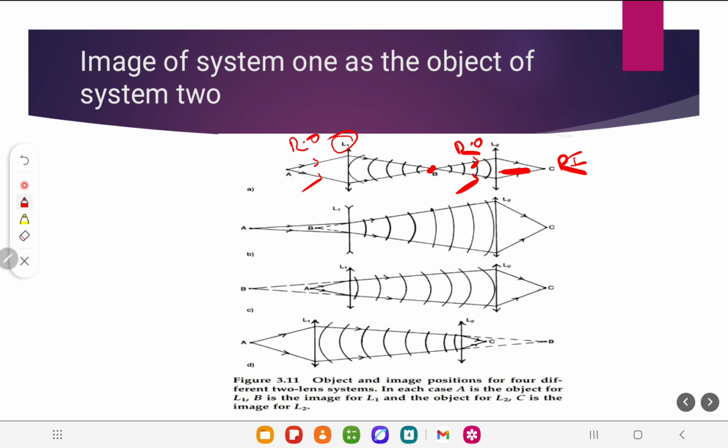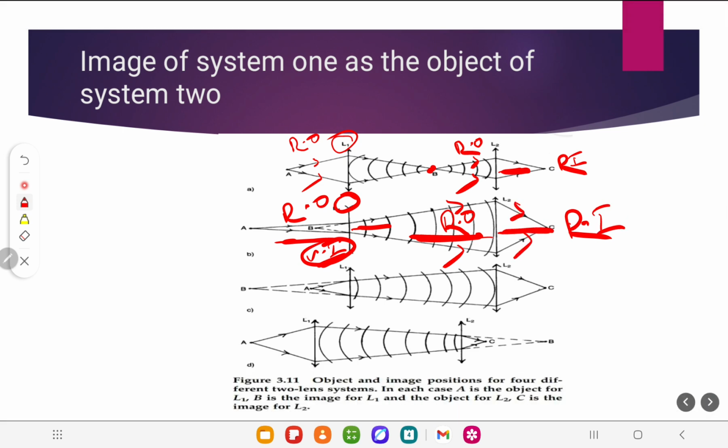For L1, it's a real object, isn't it? In object space, it's diverging. For L1 in image space, it diverges again because it's a negative lens. So the image is virtual. So in this figure there is a virtual image, and the virtual image acts as a real object, isn't it? For L2, you can see the virtual image of L1 acts as a real object, because in object space of L2 there is diverging light and it forms a real image, because L2 image space has converging light.